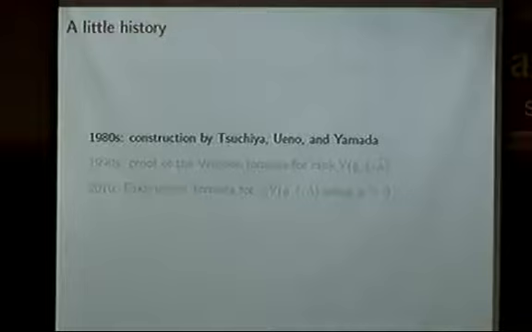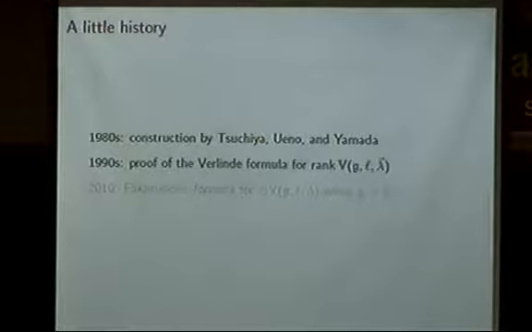So here's a little bit of history. Now, these bundles got a lot of attention in the 80s and 90s, and I can't possibly mention all the people who've worked on them. So let me just mention the few results that I am really going to refer to today. So first of all, in the 1980s, these were constructed by Tsuchiya, Ueno, and Yamada. And in the 1990s, several people worked on something called the Verlinde formula, which, among other things, computes the ranks of these vector bundles.